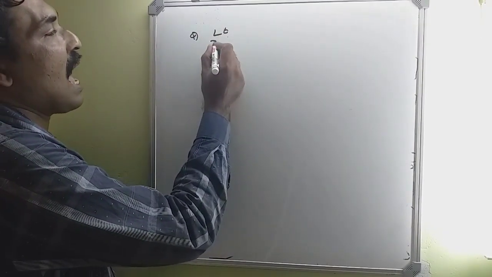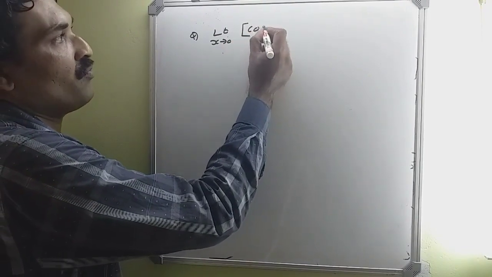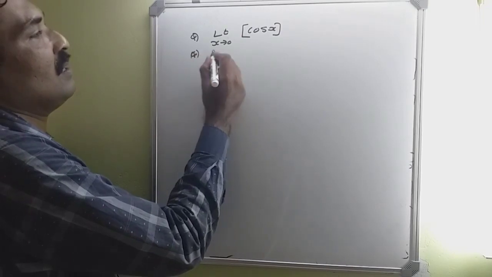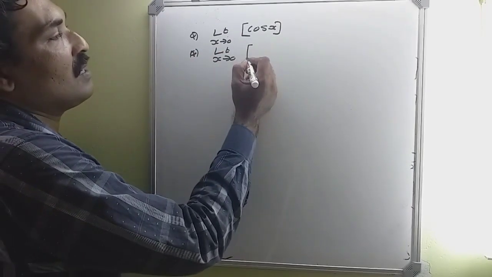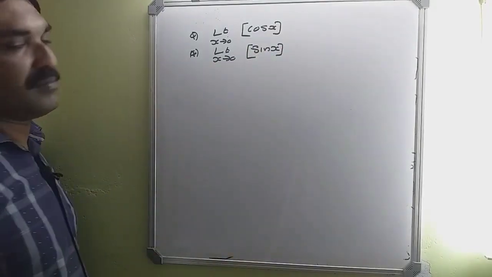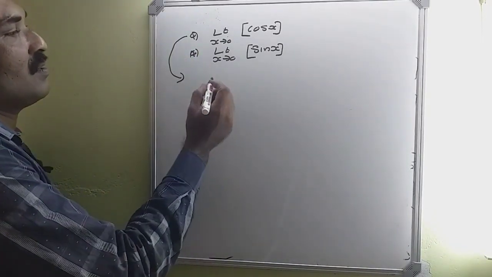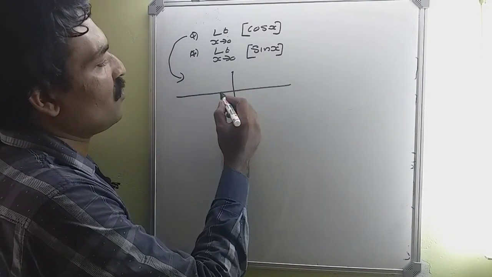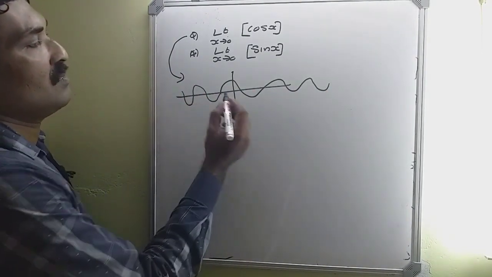Limit x tends to 0, greatest integer function of cos x, and limit x tends to 0, greatest integer function of sin x. Okay, now consider this question. Let's draw the graph of cos x. The graph of cos x is like this.